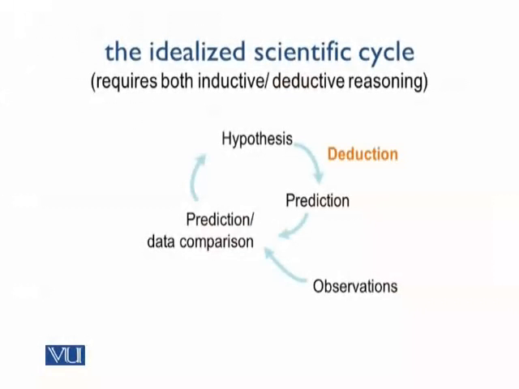So let me show you the idealized scientific cycle. I've already talked of this. इसमें you need to understand that science is an enterprise in which we do not only depend on deductive reasoning. We need to do inductive reasoning and deductive reasoning. और ये बार बार हम करते रहते हैं. So we form initially hypothesis.